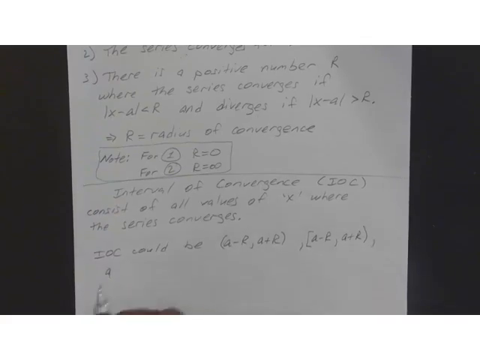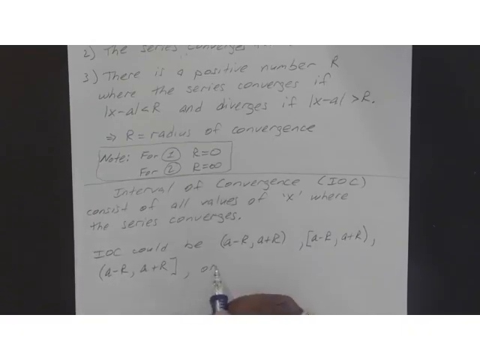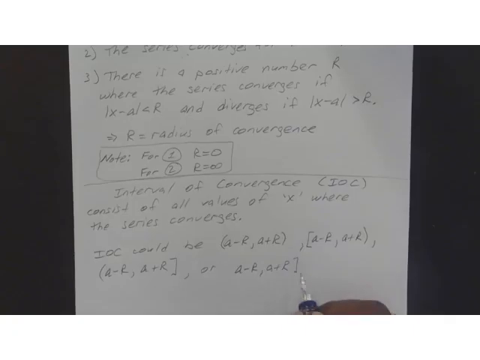A minus R to A plus R, where the left endpoint is not convergent and the right one is. Or it could be that interval where both endpoints are convergent.